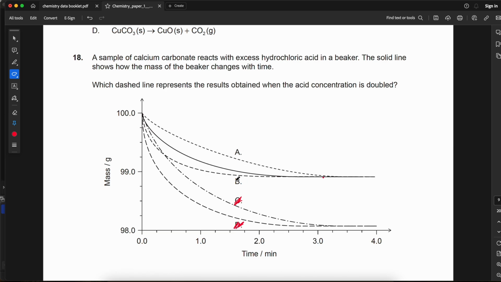So between A and B, which one shows the faster reaction? That would be B. The key here is the steeper slope, which means a faster rate of change, or faster reaction when the concentration is doubled, but this one is slower. That's why the answer is B.